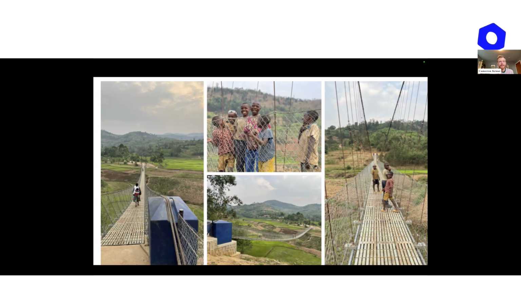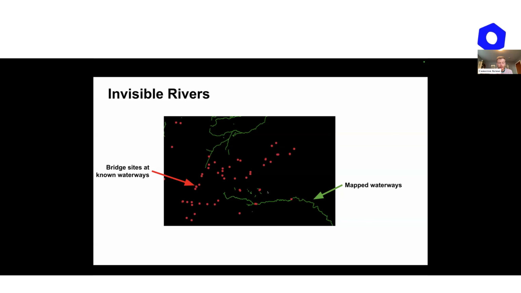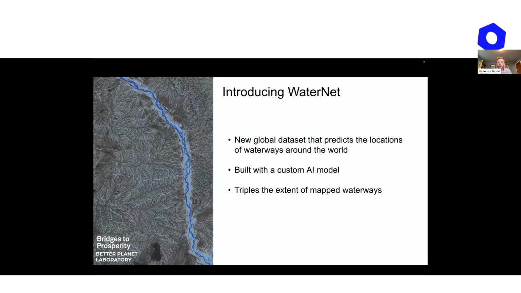The problem with this is that many of the bridges we've built in the past are on unmapped waterways. There are huge data gaps in rural areas, and those are the areas we work. And so we set to work trying to build a novel machine learning model that would find rivers and waterways around the world better than the current technology. And that's what I want to share today. We're sharing it on Source Co-op. I published it last night, so go check it out.